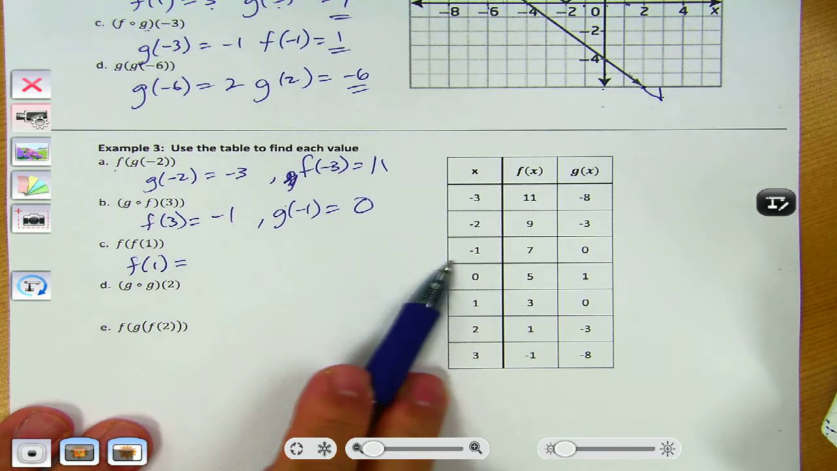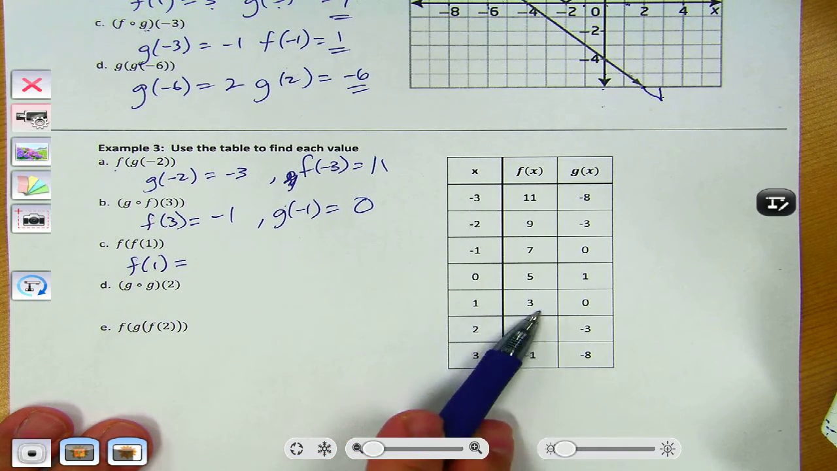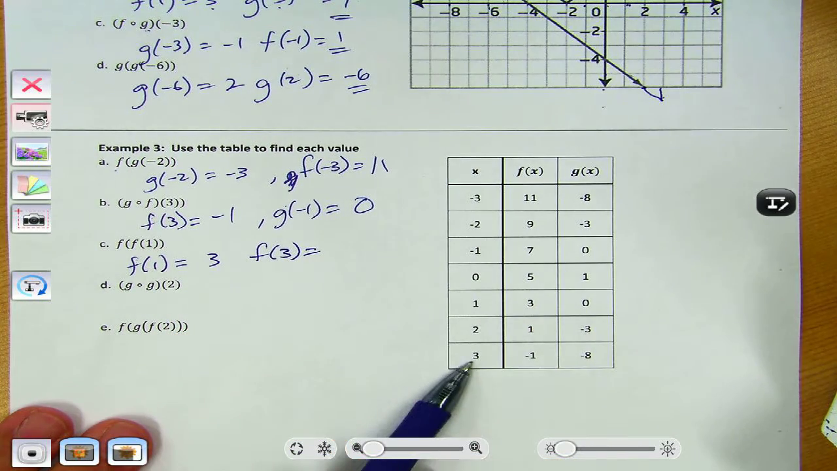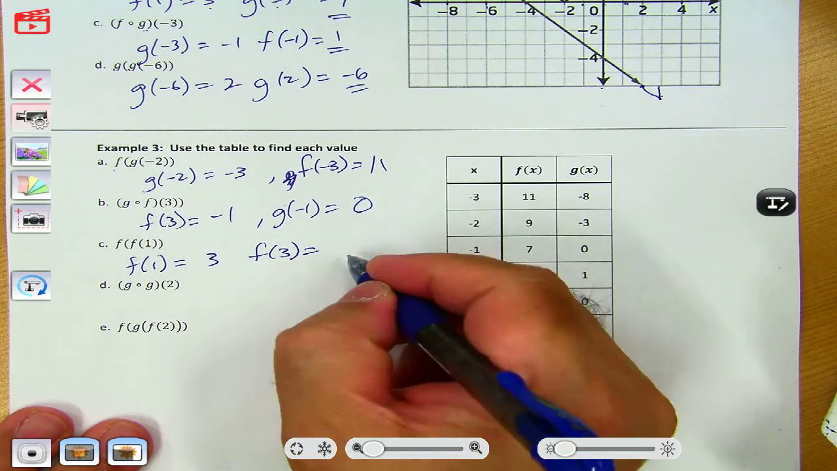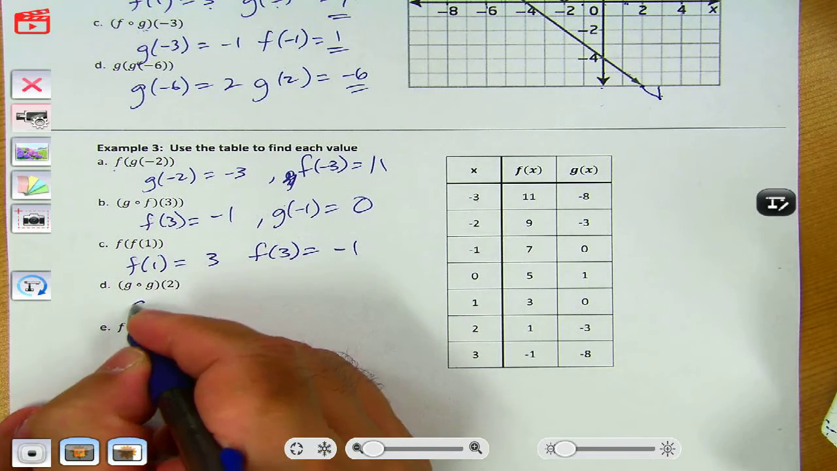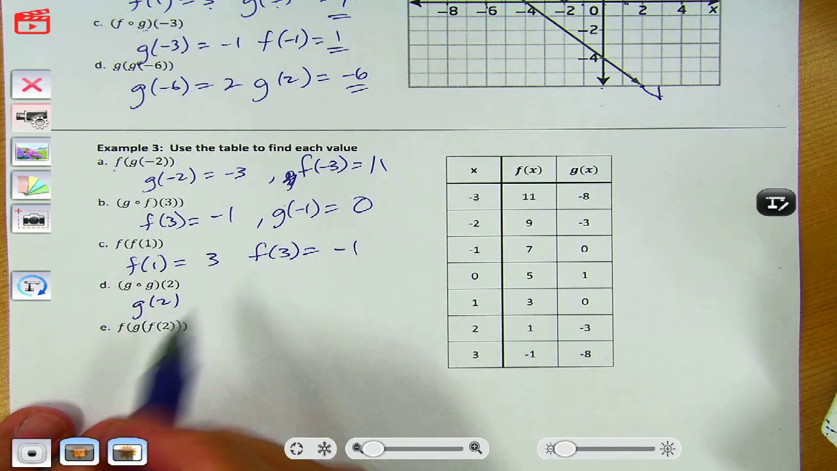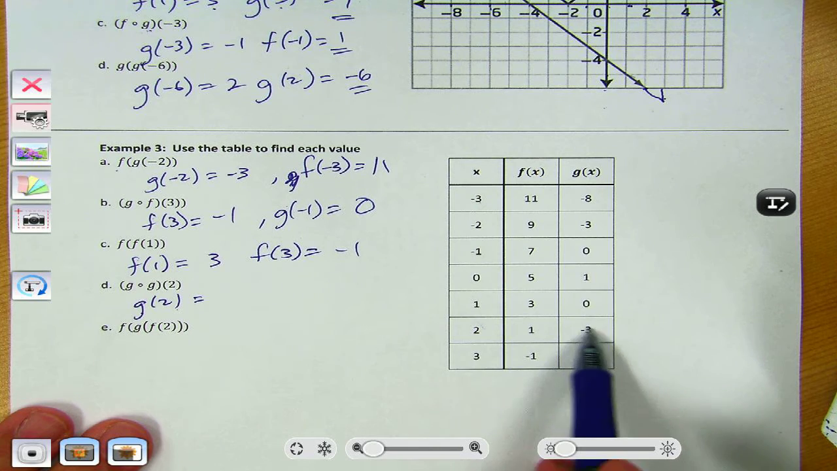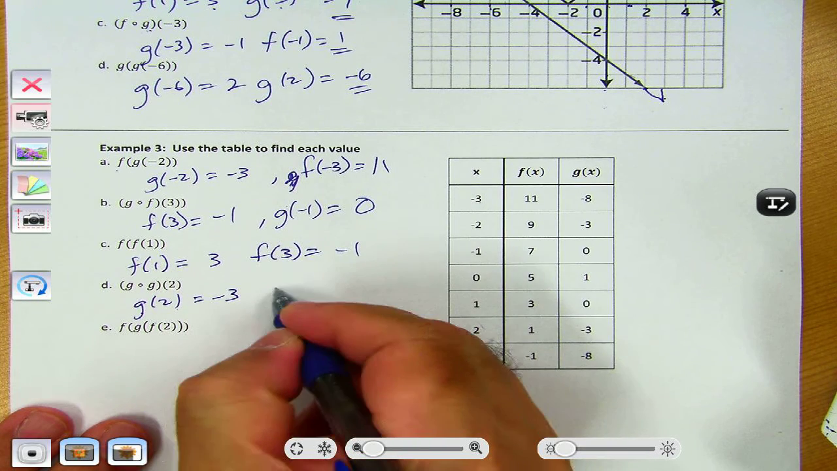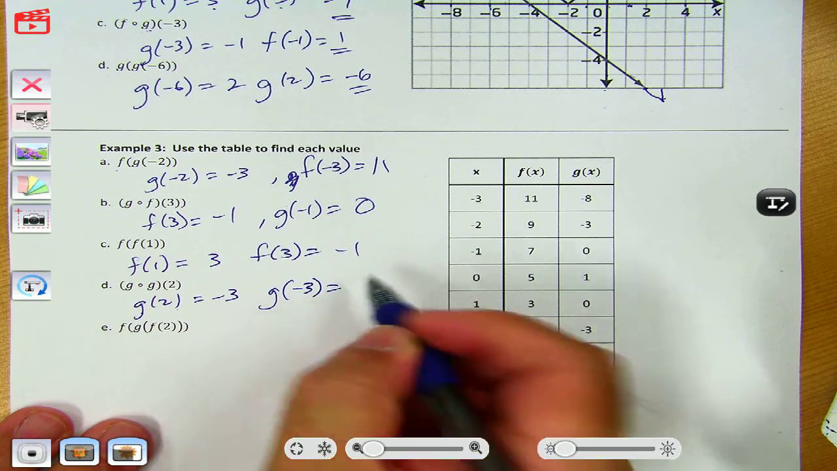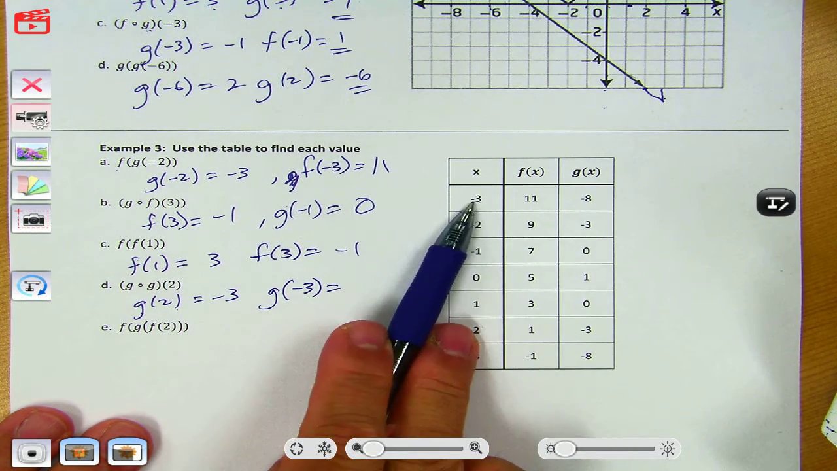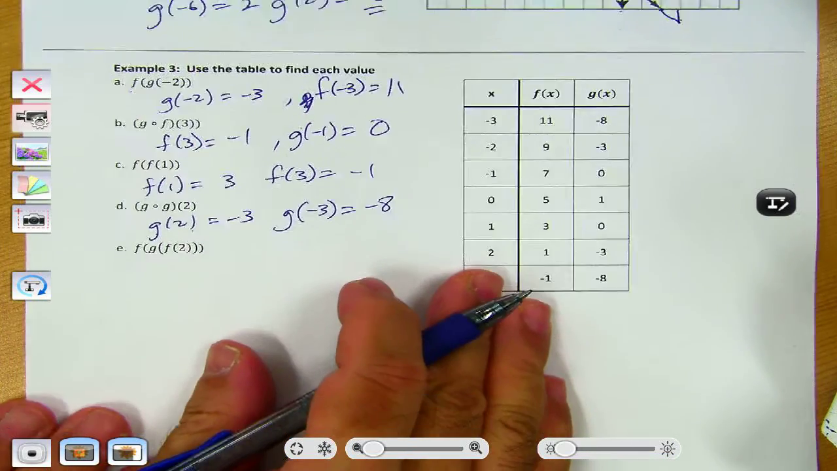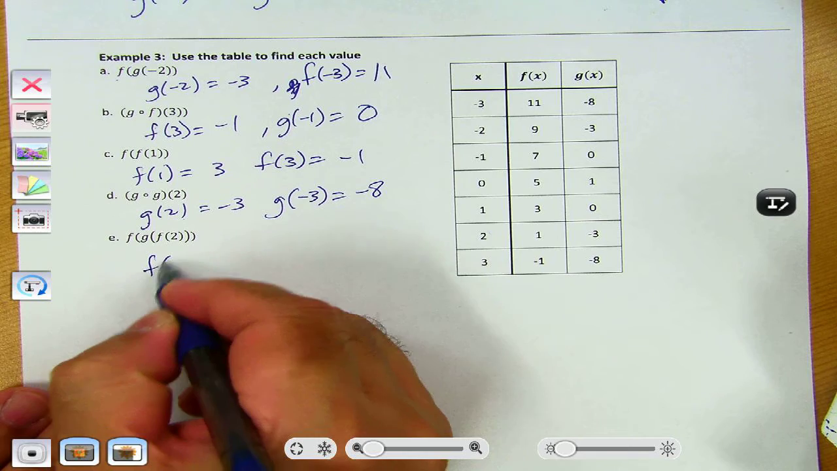Alright, and f of 1, so f of 1 first. Look at x equals 1, there's x equals 1, f is 3. So now we're doing f of 3. X equals 3, f of x is -1. Now we're doing g of 2. Remember the closest letter goes first, but they're all the same, so it doesn't matter. So g of 2, x equals 2, here's 2. G is -3. Now we're doing g of -3. So g, -3 is up here. G of that is -8. Final answer, -8.